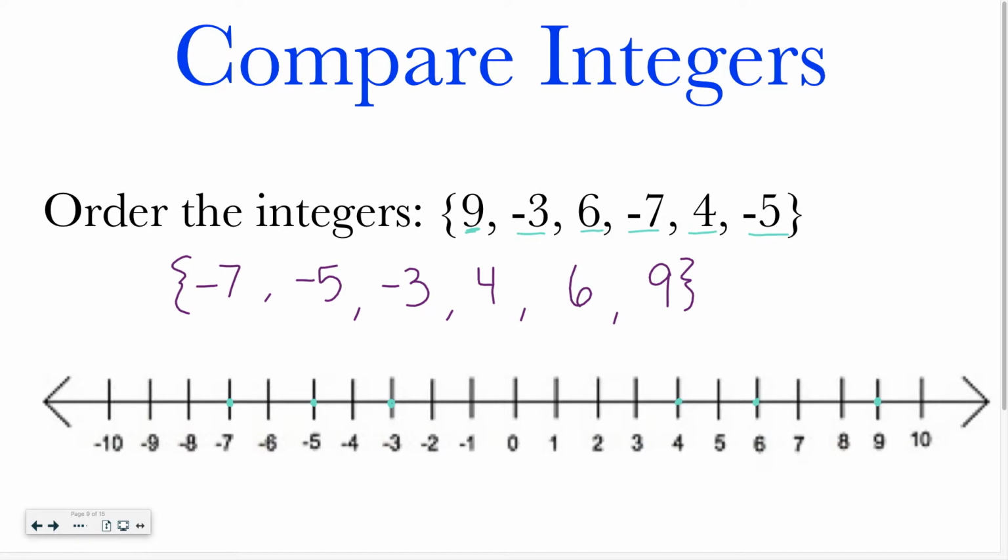So I start with -7. That's the smallest number I have. I know it can be a little confusing because you say, well, that's a 7, and isn't 7 bigger than 5? Well, remember, negative numbers are backwards or opposite of positive numbers. So the bigger the number is with the negative symbol, the smaller that number actually is.